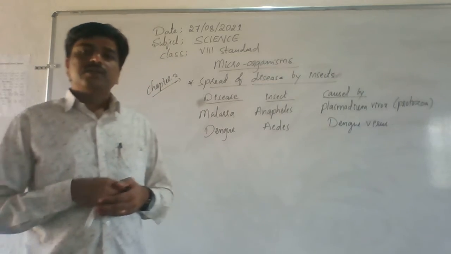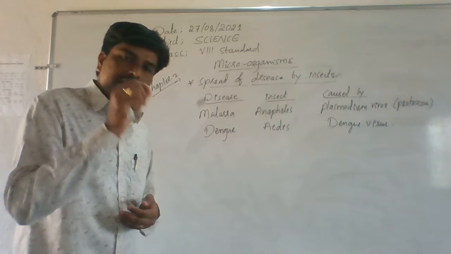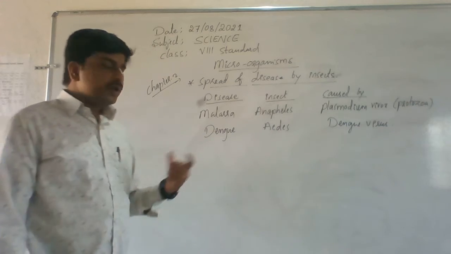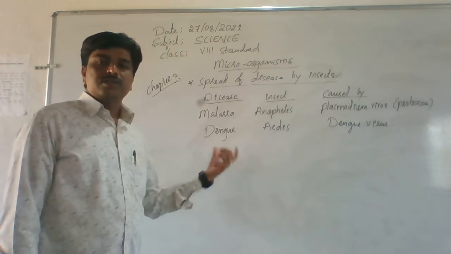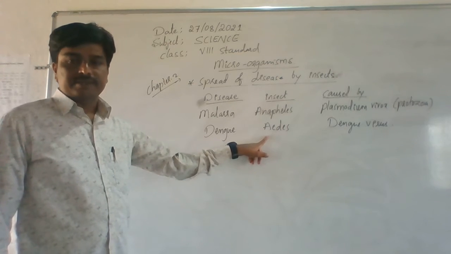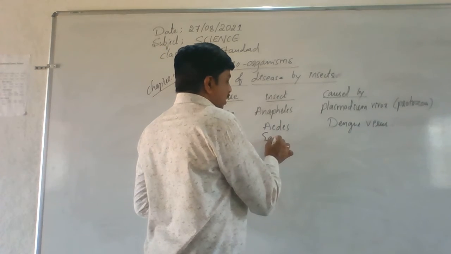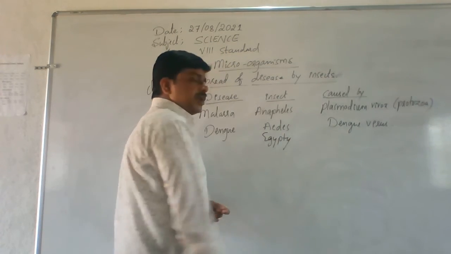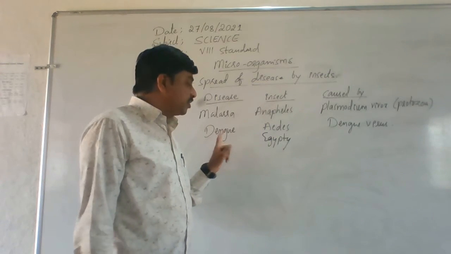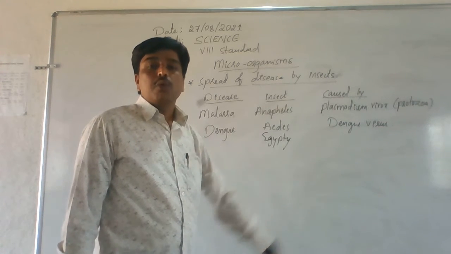Understand? Okay. So in those places they can multiply their numbers by laying eggs. Understand? The second important one is dengue. I think you have heard this name. It is spread by the insect Aedes, the complete name being Aedes aegypti. That is the name of the mosquito. This Aedes aegypti mosquito spreads the disease dengue. Dengue is caused by the dengue virus.